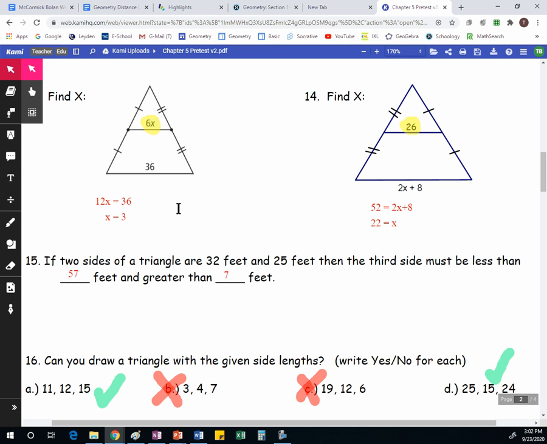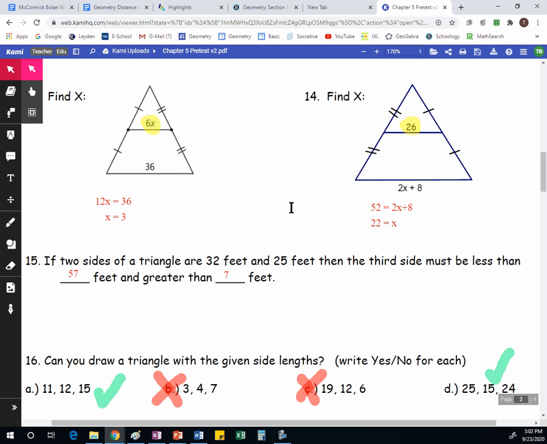Same thing in number 14. Take the 26 and double that, that's 52, and set that number equal to the parallel side. So 52 equals 2x plus 8. When you solve for x, you should get 22. It's a lot harder to take the long side and divide it by 2. It's a lot easier to double a side than to take half of it.